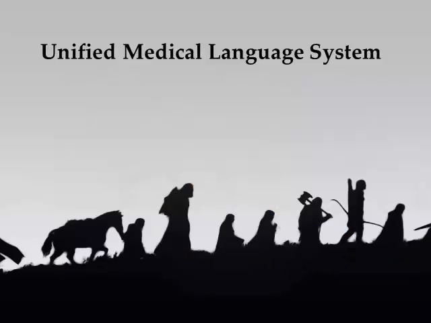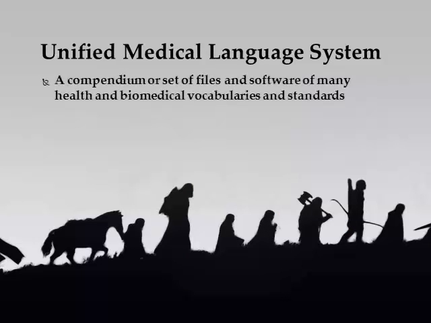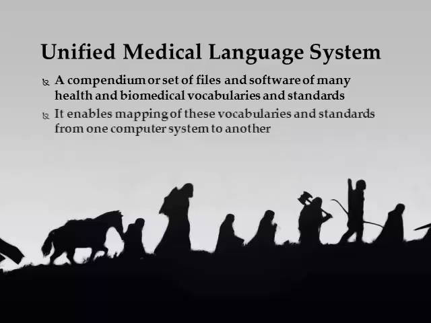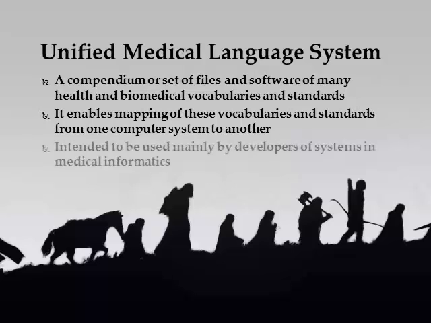The Unified Medical Language System is a set of files and software that contains all the ontologies, biomedical vocabularies, and standards. As previously mentioned, it enables mapping out these concepts from one computer to another. UMLS is intended to be used mainly by developers of medical informatics systems.